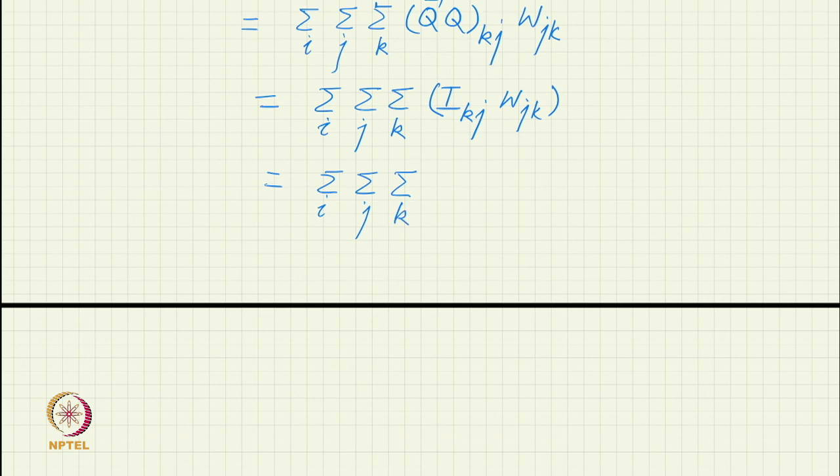But delta Kj into Wjk is again a matrix product summed over j. So this can be written as Wkk, because summation is over j. And Wkk summed over k equal to 1, 2, 3 is nothing but trace W.